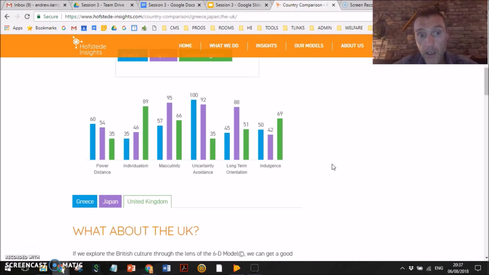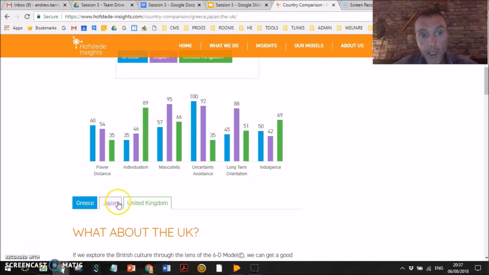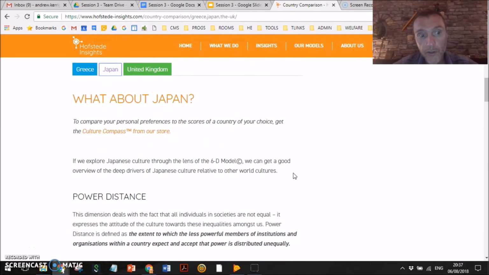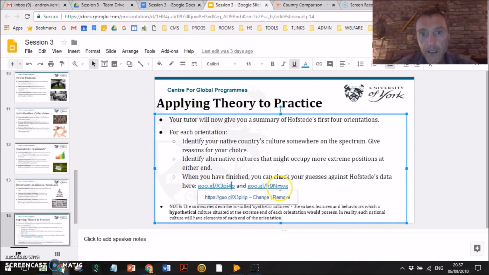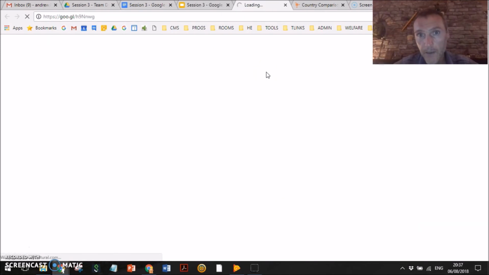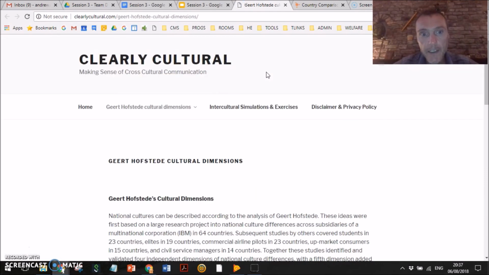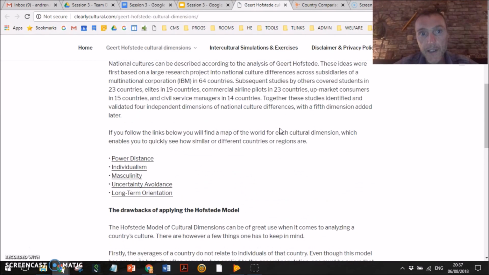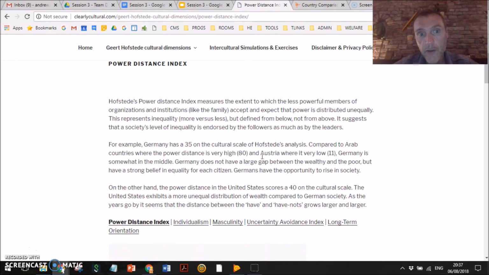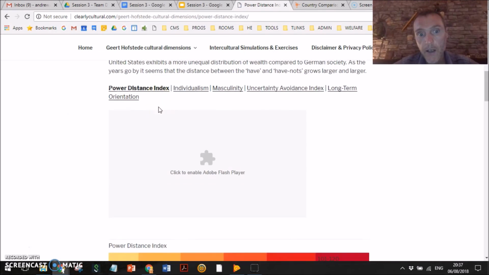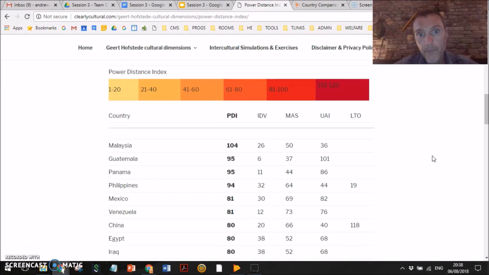Okay, you can actually put in more than 2 countries, and you can read about each of the countries. So this is a great tool for this kind of activity. The second link takes you to the same data, but it's in table format. So let's look at power distance again. And again you have a little description here, and then you have a table.